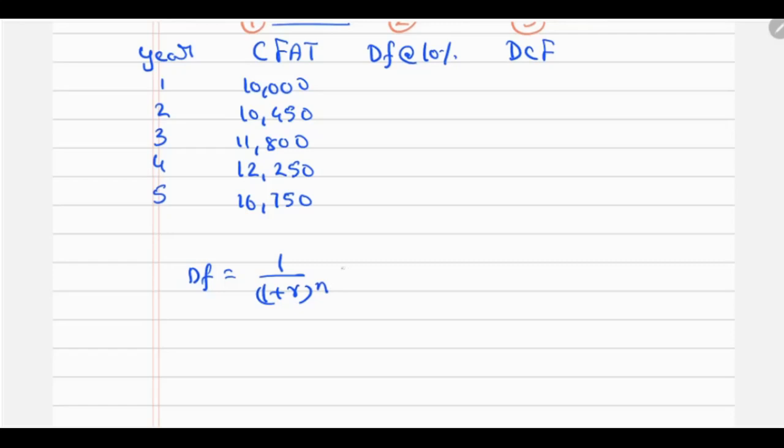So here for first year, we have to calculate the discount factor. Second year, we have to calculate the discount factor. We can directly calculate in the Casio calculator, right? So 1 divided by, here R they have given is 10%. This can be written as 0.1. So 1 plus 0.1 whole power 1. This can be written as 1 by 1.1 whole power 1. When you divide in the calculator, 1 divided by 1.1, you'll be getting 0.909.